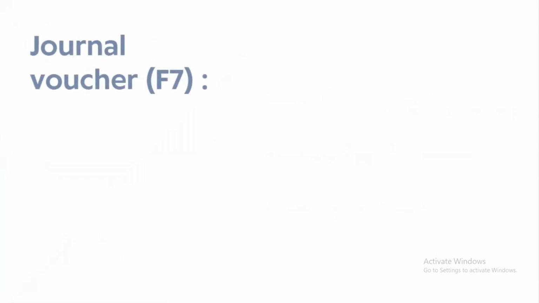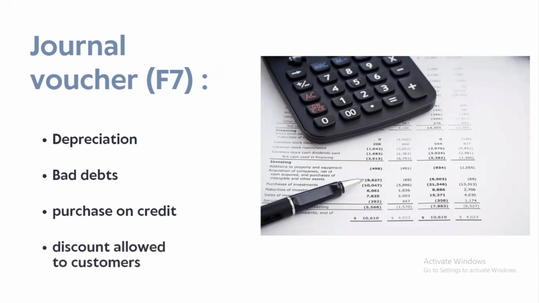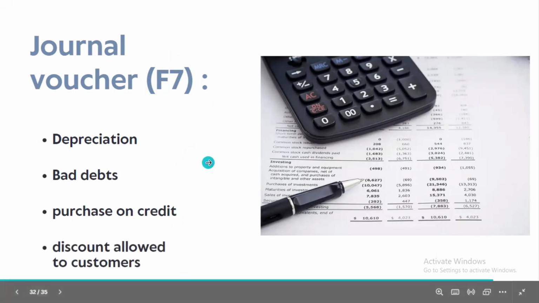Journal voucher. As we learned earlier, the journal voucher records those transactions which do not come under any other vouchers like contra voucher, payment voucher, receipt voucher, purchase and sales voucher. It also records adjustment entries. The shortcut key of journal voucher is F7. The transactions that come under journal voucher are depreciation, bad debts, purchase on credit, and discount allowed to customers. These are some of the transactions that come under general voucher.